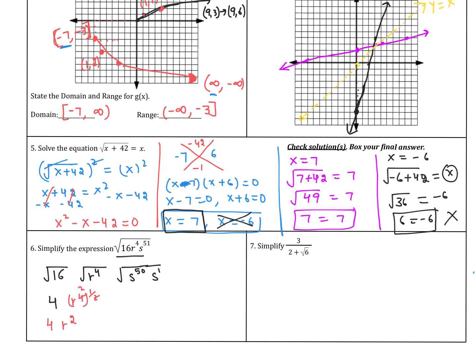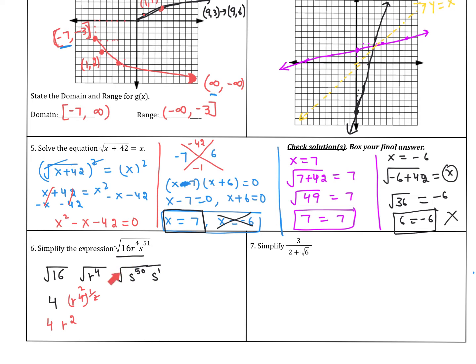This is a big number, which is s to the power 51. I change it as s to the power 50 and s to the power 1. The reason I did it is because 50 is divisible by 2, whereas 51 cannot be divisible by 2. So that's why I separated the 51 as 50 plus 1.